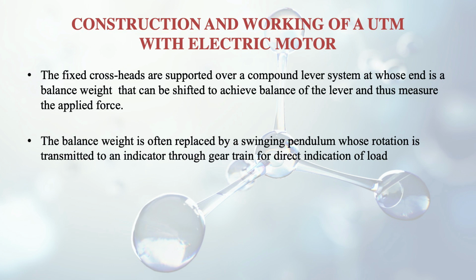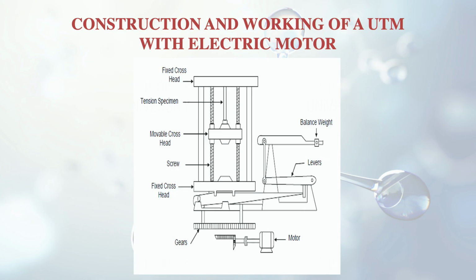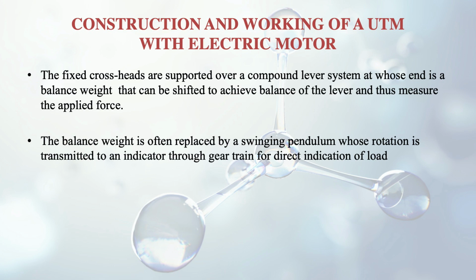So for this purpose, how we are arranging this load and how it is balanced, we discussed here. Fixed crossheads are supported over a compound lever system. So at the bottom you can see this is the compound lever system. On this the fixed crossheads are supported. And now you see at the end of this compound lever system, there is what? There is a balance weight, and it is operated with the help of a lever.